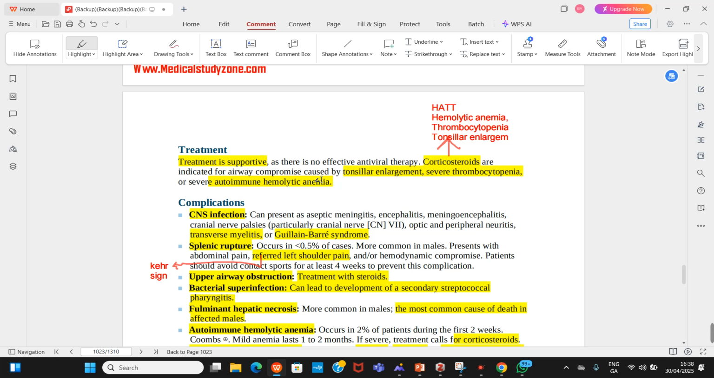Somebody having autoimmune hemolytic anemia, or thrombocytopenia that's already causing bleeding, or an airway problem, where the throat is already choking due to tonsillar enlargement, you might need to give steroids to relieve that symptom. If the person is almost choking from tonsillar enlargement, or has severe thrombocytopenia or acute hemolytic anemia, you have to give steroids immediately.